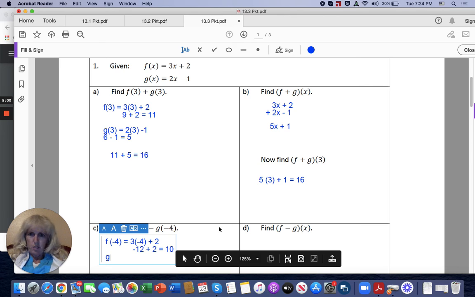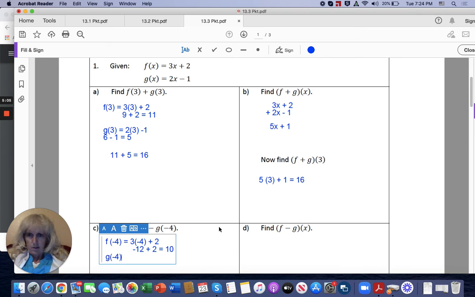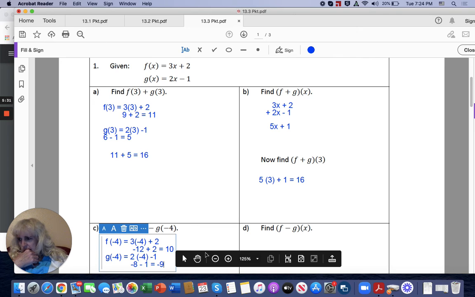Now we can also do g of negative 4. And we say that equals 2 times negative 4 minus 1. So 2 times negative 4 is negative 8 minus 1 equals negative 9. And there you have your final answer with negative 9 for the g of negative 4.